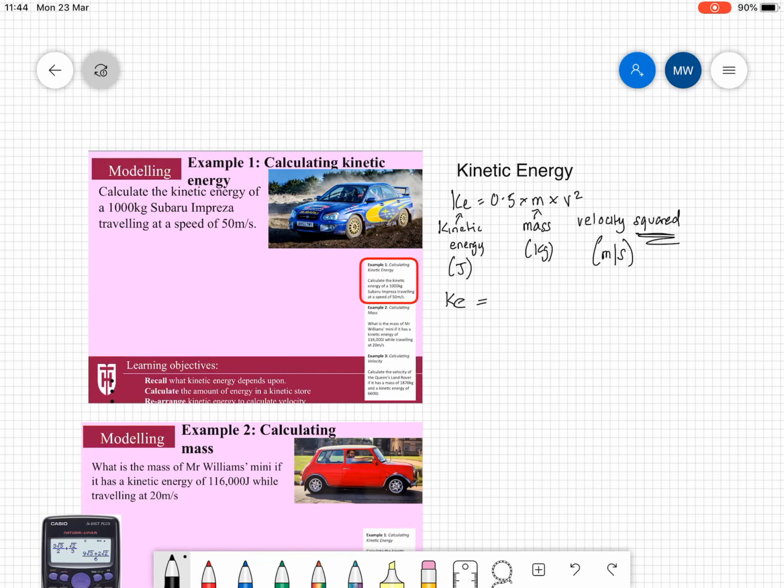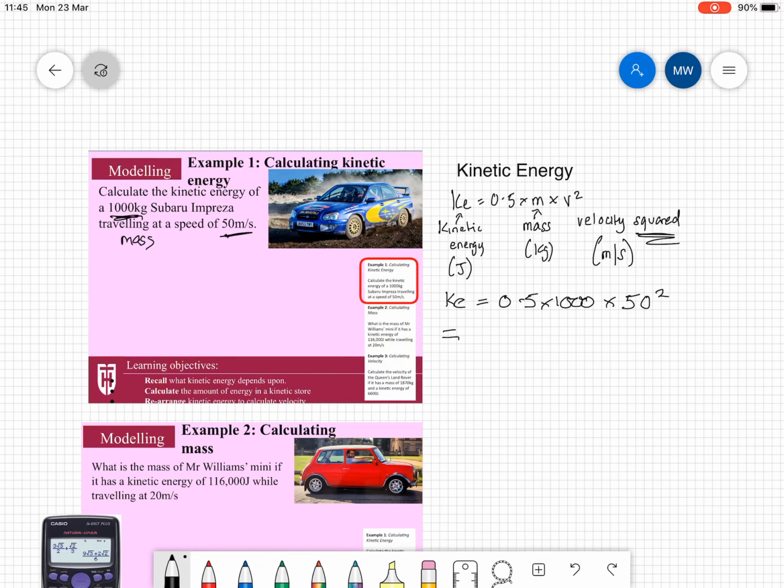So let's have a go at example number 1. So kinetic energy equals a half times mass times velocity squared. So that's the first thing I'm going to do, is write my equation and put those numbers into it. So it's a half times 1,000 times 50 squared.